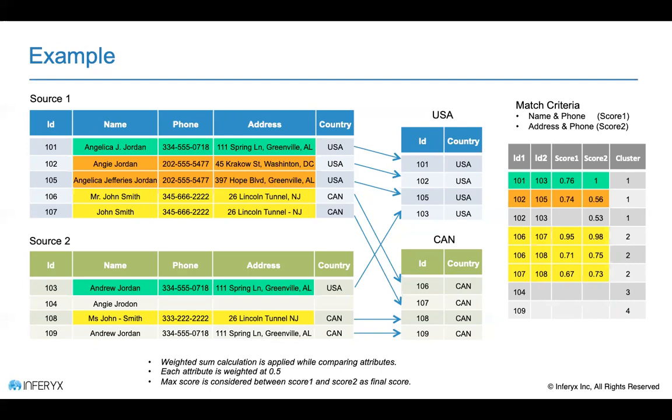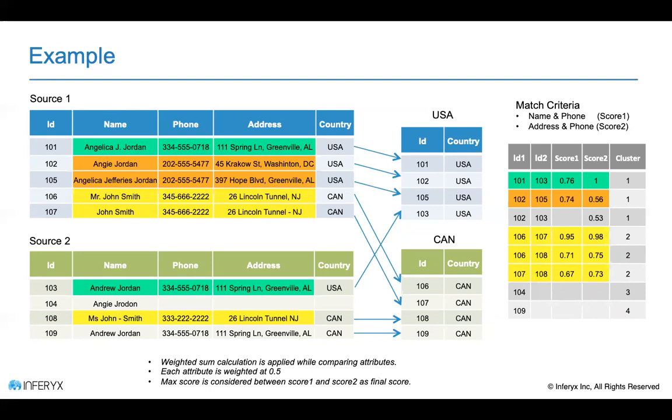So the first step, what we do is we partition this data. As you see, there are 4 records going into the USA bucket, 4 records going into the Canada bucket. Now there is one record, record number 104, which you can see here, Angie Jordan. We don't have his or her phone number, we don't have the address, and we don't even have the country. So we cannot really bucket it into either bucket, and then finally it will end up having its own entity ID. So if you see in the result on the target side, 104 ends up having its own entity ID, and that's pretty much it.